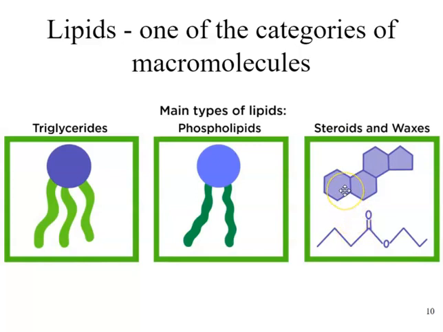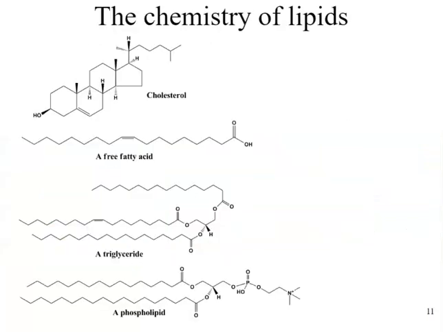An example of a steroid is cholesterol. And an example of a wax is paraffin wax. I'll show you a picture of that in a moment. But both those categories of molecules are lipids. Rich in carbon and hydrogen, they tend to be relatively non-polar.